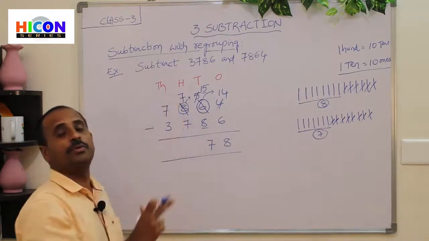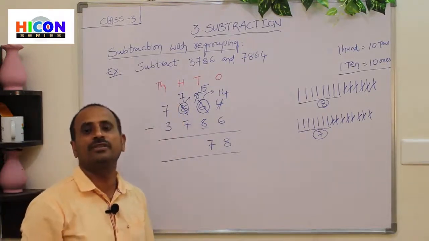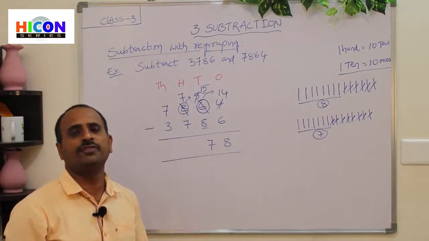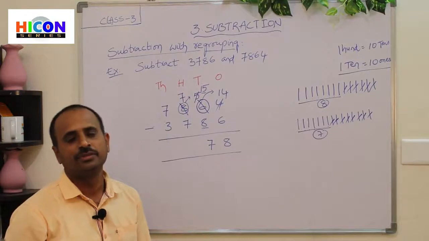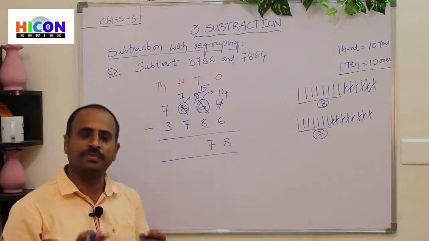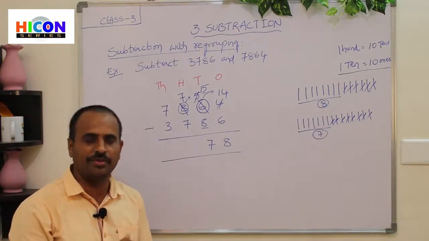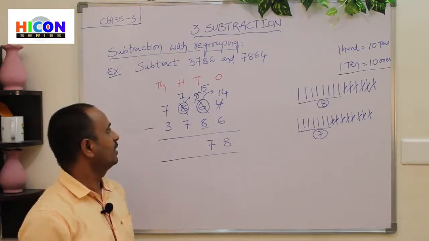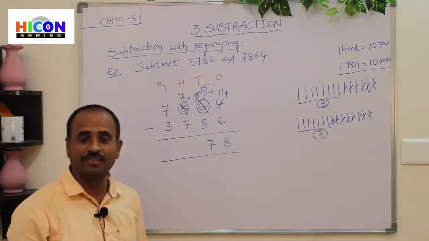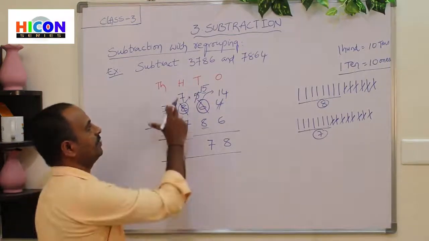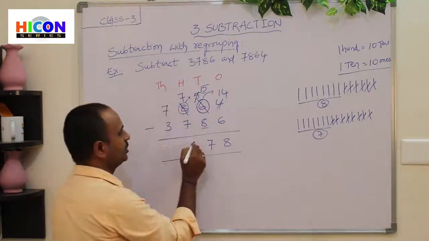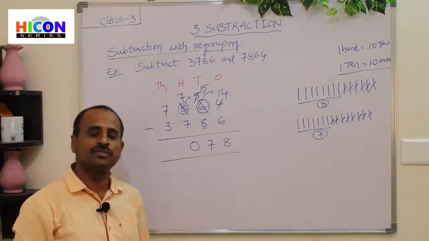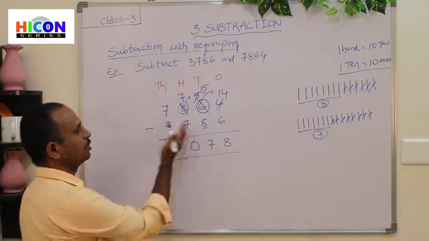According to properties of subtraction that we have discussed earlier in the previous episode, if any number is subtracted from itself, then the answer becomes 0. That means if we subtract any number from the same number, then the answer is 0. In other words, the difference between same numbers is 0. That means 7 minus 7 becomes 0. So write 0 according to properties of subtraction. So now go to thousands place.